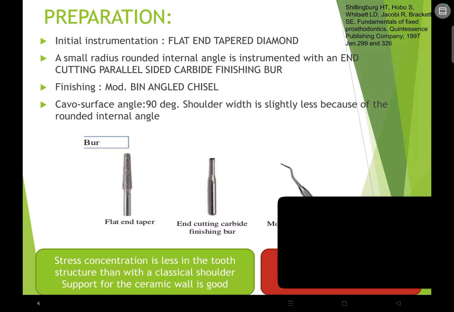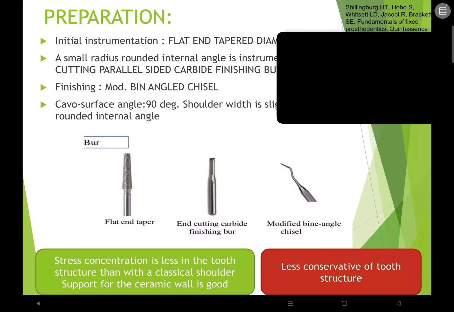A small radius rounded internal angle is instrumented with an end cutting parallel sided carbide finish bur. You just have to make sure that the cavosurface angle is 90 degrees and the shoulder width is slightly less because of the rounded internal angle. These are the burs which can be used: flattened taper, end cutting carbide finishing bur, and modified binangle chisel. Because of the rounding of the internal line angle, the stress concentration in the tooth structure is very less than with the classical shoulder, and support with the ceramic wall is good. Because of the rounded shape, the stress distribution is well managed. It is less conservative of tooth structure.